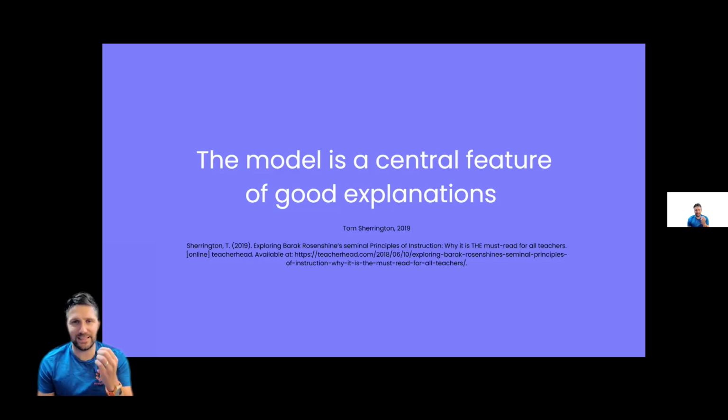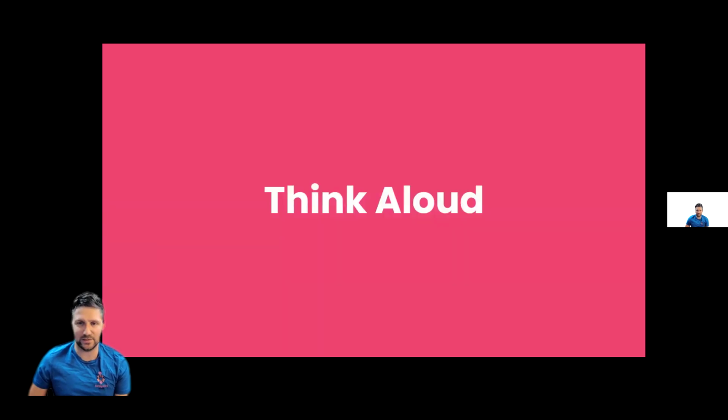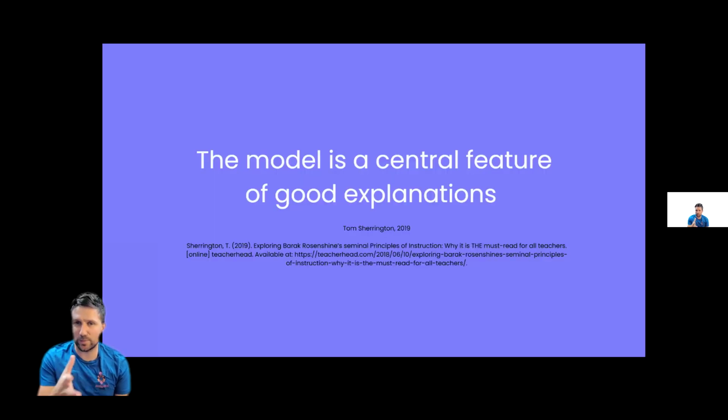And the model is the absolute central feature of a good explanation. That's from Tom Sherrington's blog online about exploring Rosenshine's principles of instruction. And I really like this idea that it's the central feature, and we need to put that at the absolute essence of what we are doing as the tutor. So what I'm going to talk about now is some ideas that can make your models even better, and some of the key ideas for it.